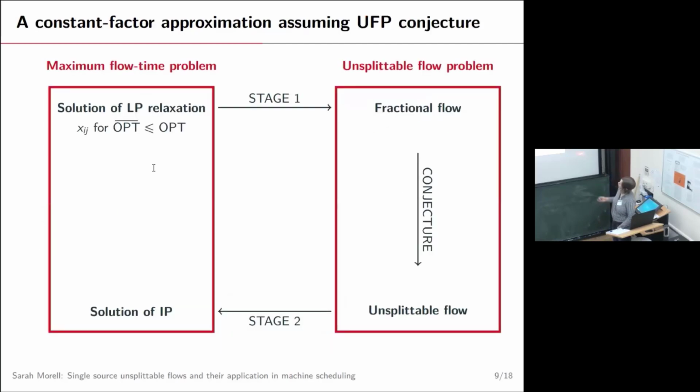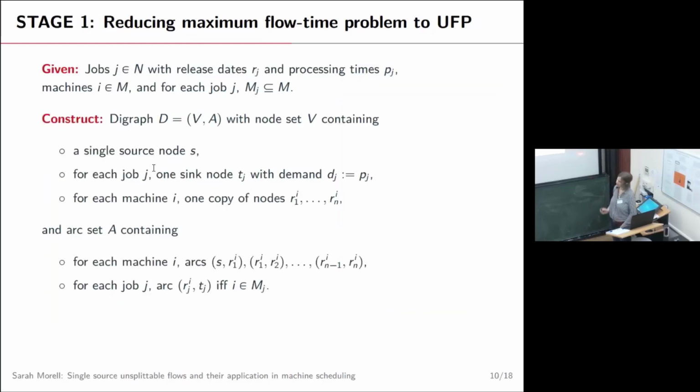Okay, so the first step has already been taken. We have now the solution of an LP relaxation that we have to translate to a fractional flow. So the next step is now stage 1, reducing the maximum flow time problem to an unsplittable flow problem. What we want to show is that we're given this instance from the scheduling. So we have jobs j with those release dates rj and the processing times. We have the machines, and for each job Mj.